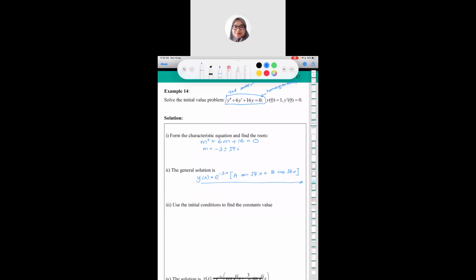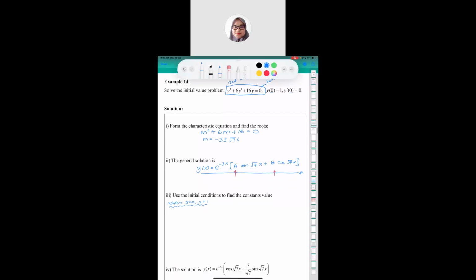But in this case, you have initial conditions. The initial conditions are there so you can find the values of A and B, so that we can get the particular solution. Okay, so let's substitute the first initial condition: when x equals 0, y equals 1. Substitute this into the equation you have.